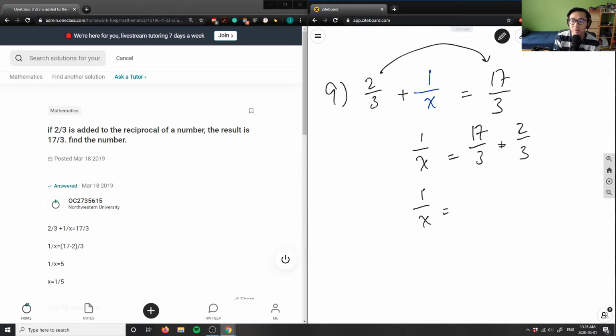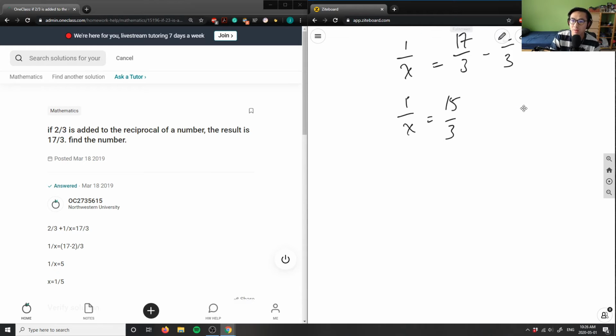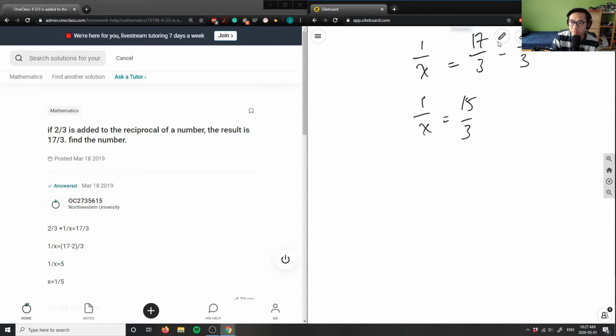They have the same denominator, so I can just simply subtract the numerators. I'm going to have 15/3. And then I know that 15/3 is actually just 5 here, right? So I have 1 over x here equals 5 here.